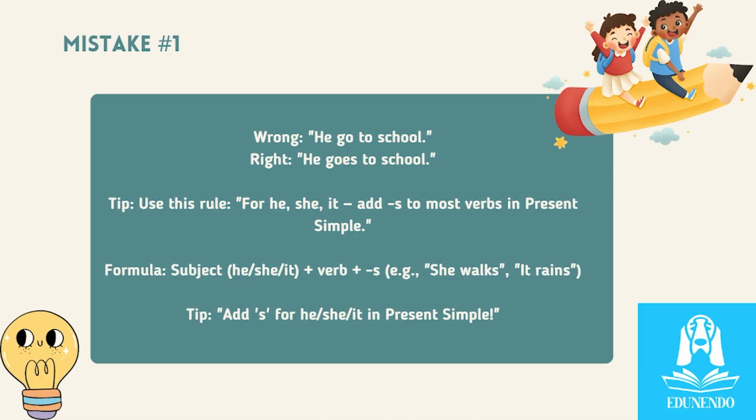So for example, she walks. She is the subject and walks is the verb. Likewise, in this sentence, it rains. It is the subject and rains is the verb. Now here's another tip. Add S for he, she, or it in present simple tense.